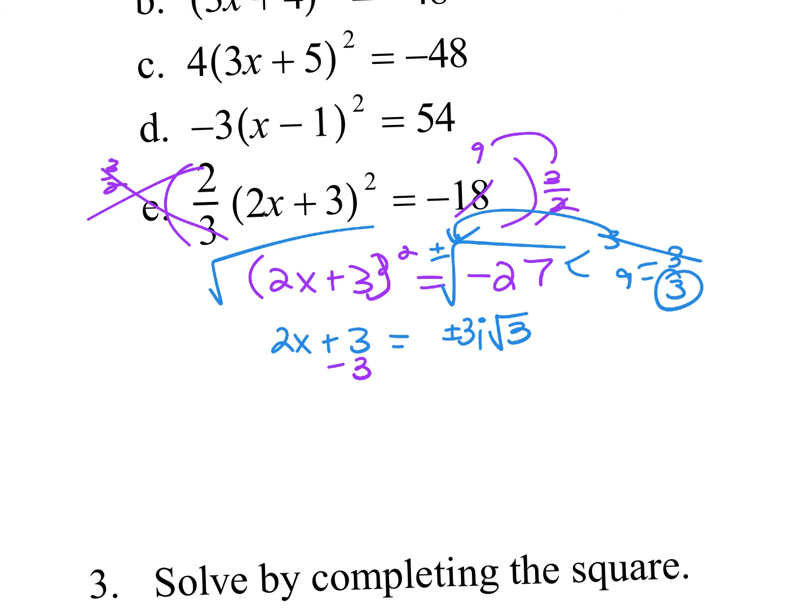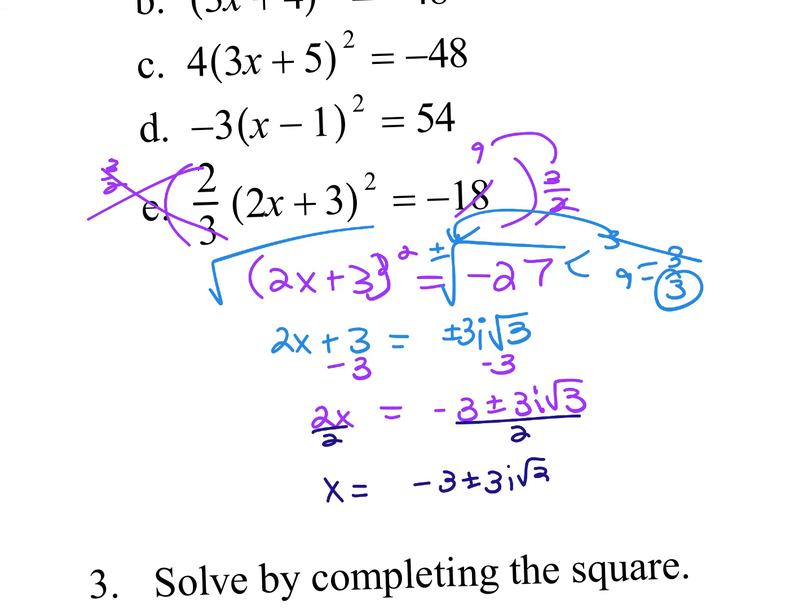Then I'm going to subtract the 3. So I can get 2x equals negative 3 plus and minus 3i root 3. And then I want to divide by 2. The same number does not divide evenly into all of it, so you keep it like that.